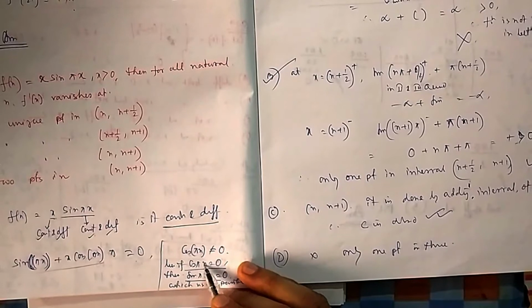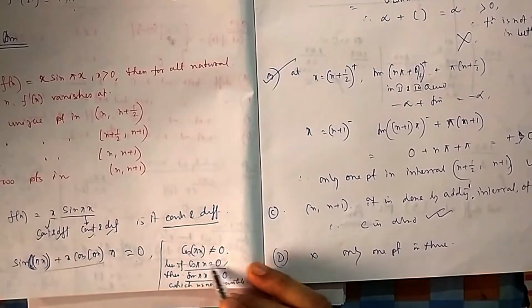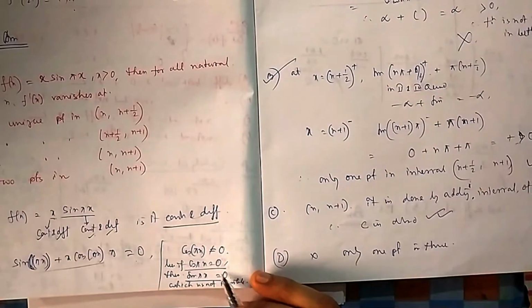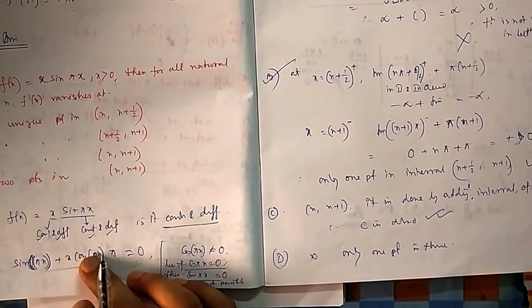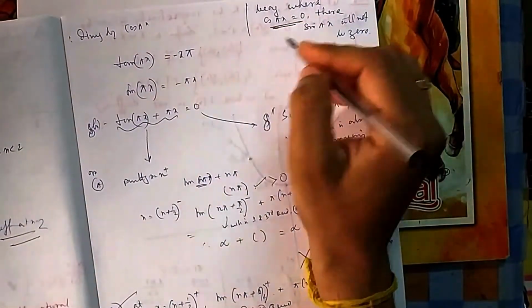If it is 0, it means x should be half, then cos 90 is 0, but in that case sin 90 will be 1. So it is not possible. That means this cannot be 0, so you can divide by this number. If it is not equal to 0, you can divide both sides by the same number. So that's why I am dividing by cos πx on both sides.